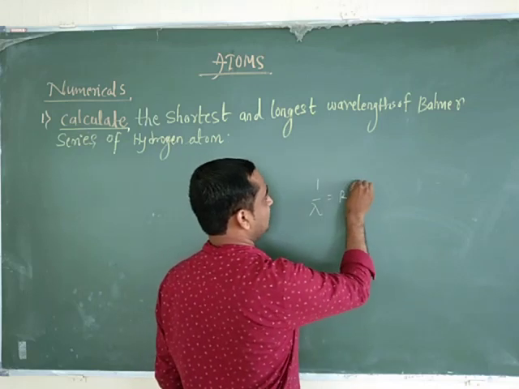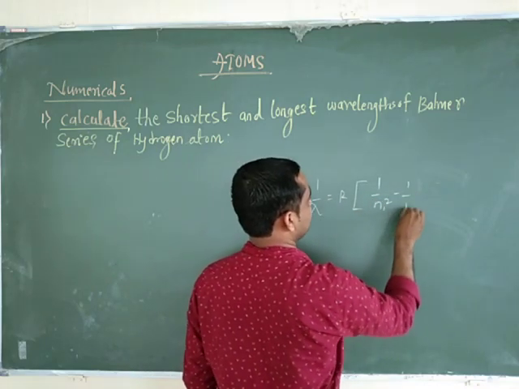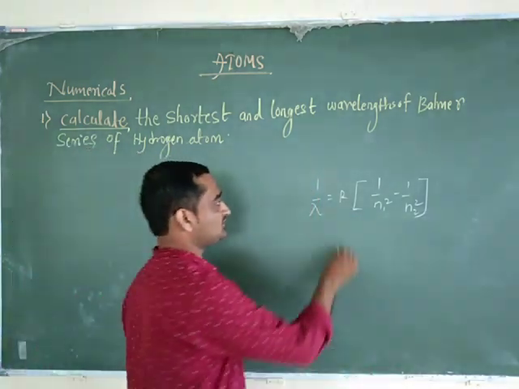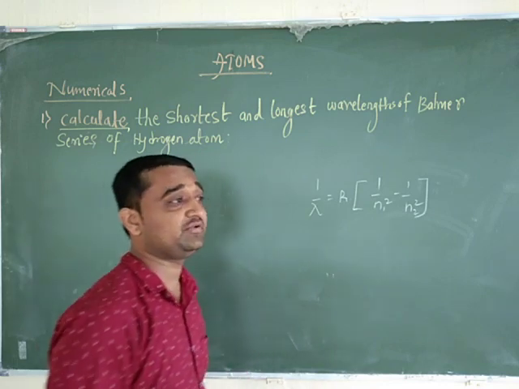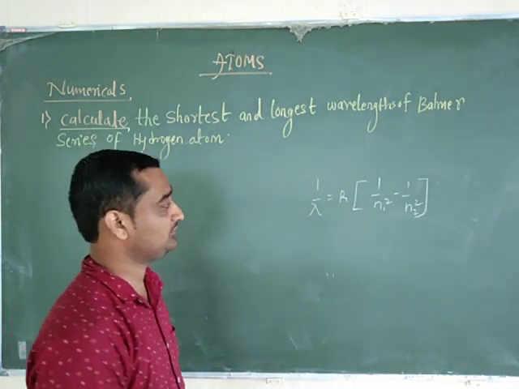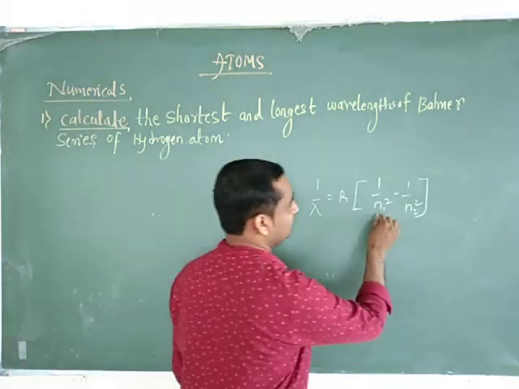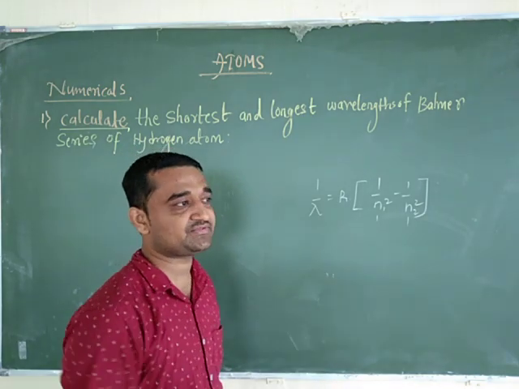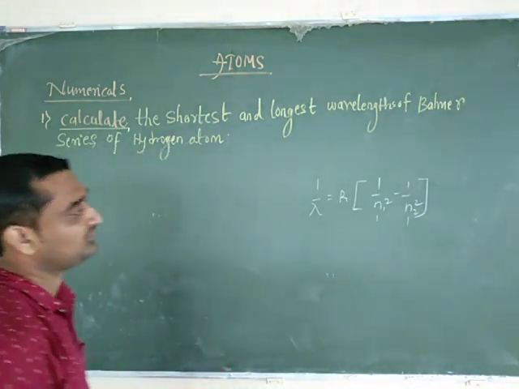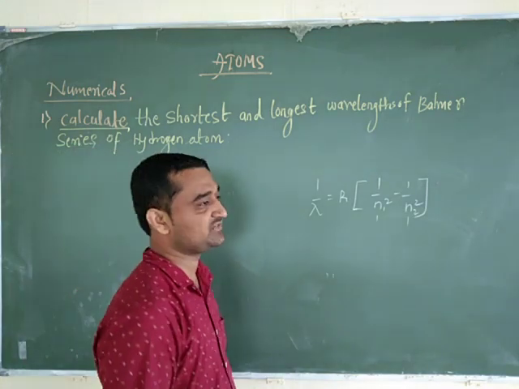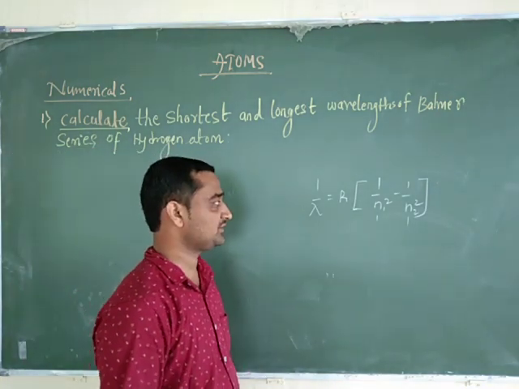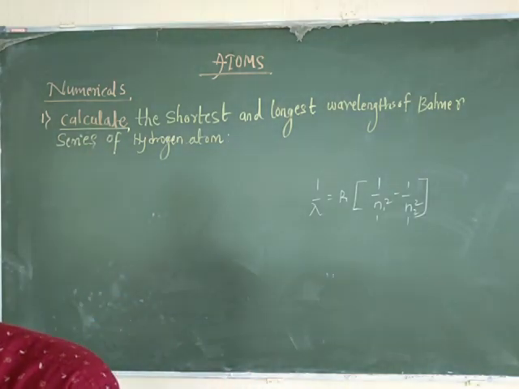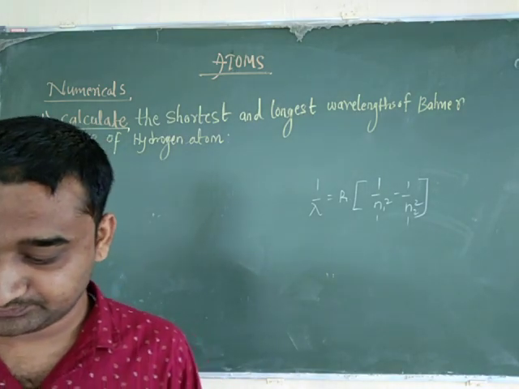is equal to R into 1 divided by n1 square minus 1 divided by n2 square, where R is the Rydberg constant, its value is 1.097 into 10 to the power 7 per meter, and n1 and n2 are different for different transitions. So we have 5 series in the hydrogen spectrum: the Lyman series, Balmer series, Paschen series, Brackett series and Pfund series. In this way we have explained the spectral series of the hydrogen atom.